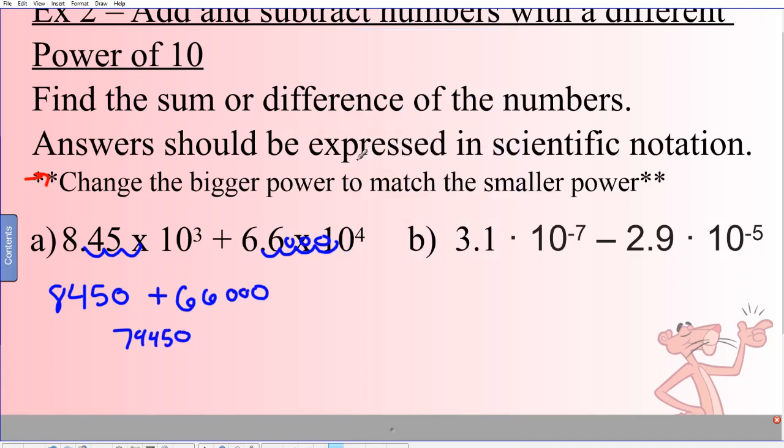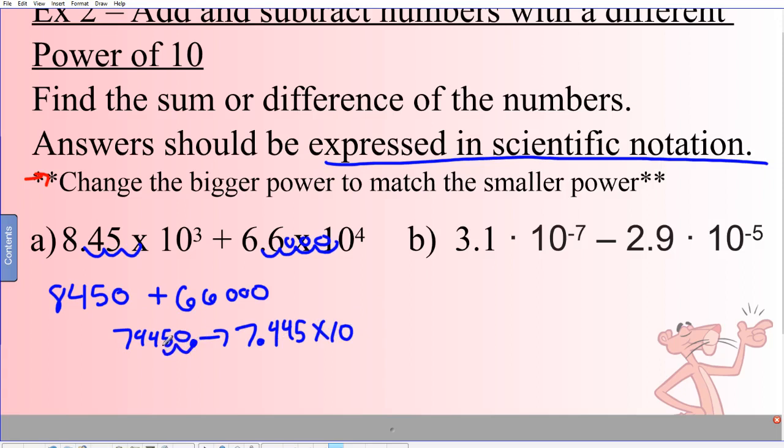Now, because answers need to be expressed in scientific notation, I need to change this back into scientific notation. So he becomes 7.445 times 10 to what power? Well, this is a big number, so I'm going to have a positive exponent, and I need to move my decimal 1, 2, 3, 4 places. And there we have it.